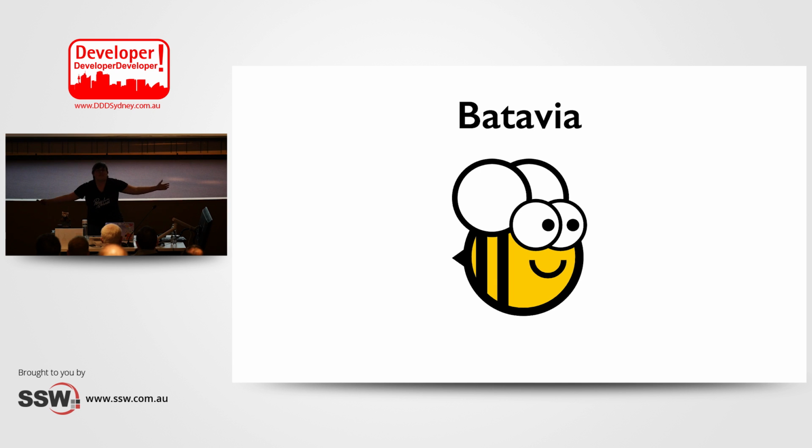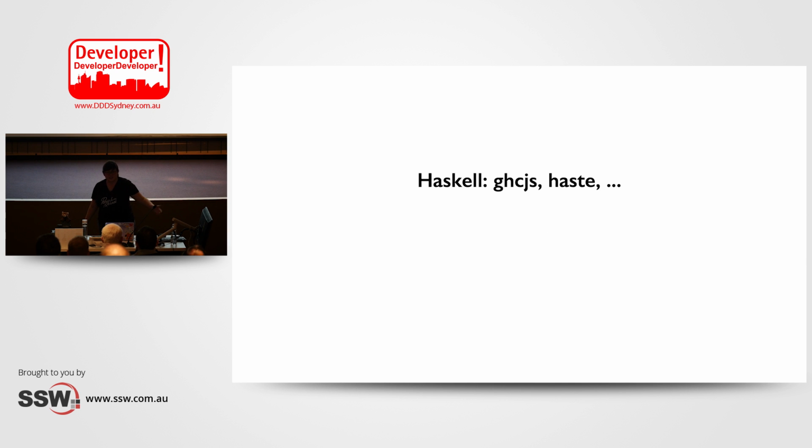It's a cute bee. I have to have a bee. The bees are cute. In Haskell, you've got a couple of choices. You've got Haste. In COBOL, you can compile COBOL into JavaScript. You can do it. Whether you'd want to is up to your use case.